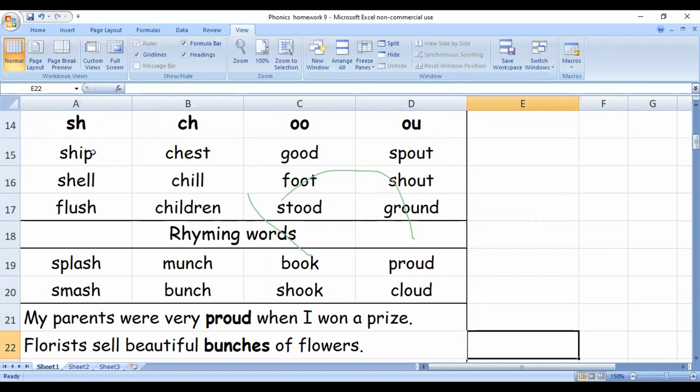Yes, good. Okay, so you can start. Sheep, shell, flesh, chest, chill, children. Stop. Can you give a chance to another person now? Can somebody else read the next two? Who would like to do it?